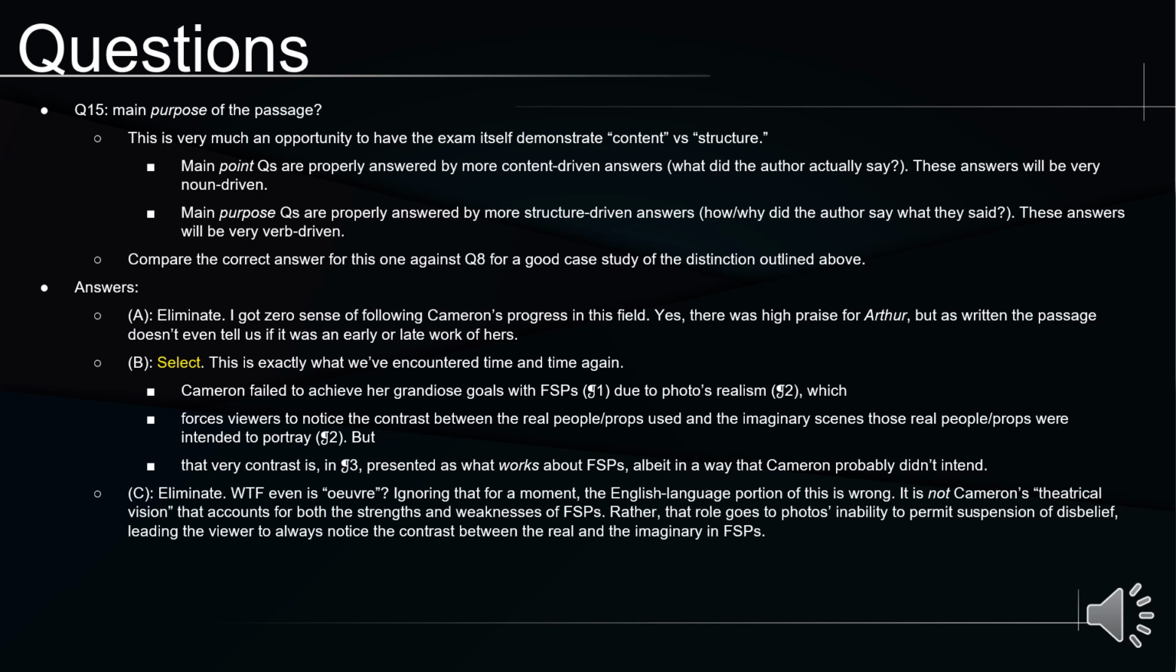C, I'm going to eliminate. I don't even. What is it? Oeuvre? I guess, pardon my French. It's similar to Louvre, but not even spelled the same way. But ignoring that word for a moment, the English language portion, the rest of the answer is just wrong.